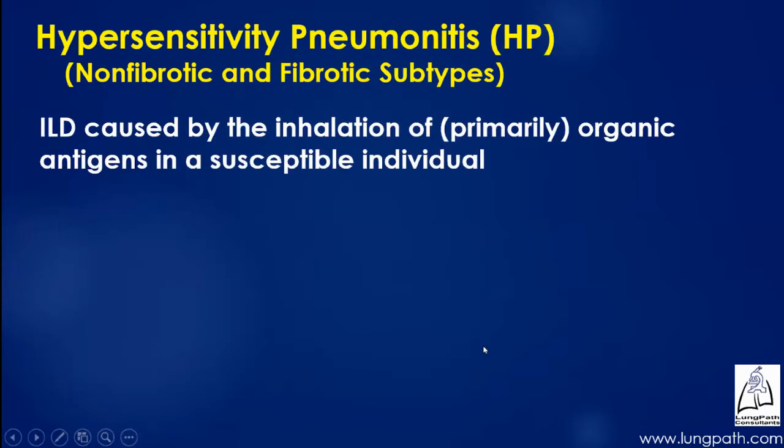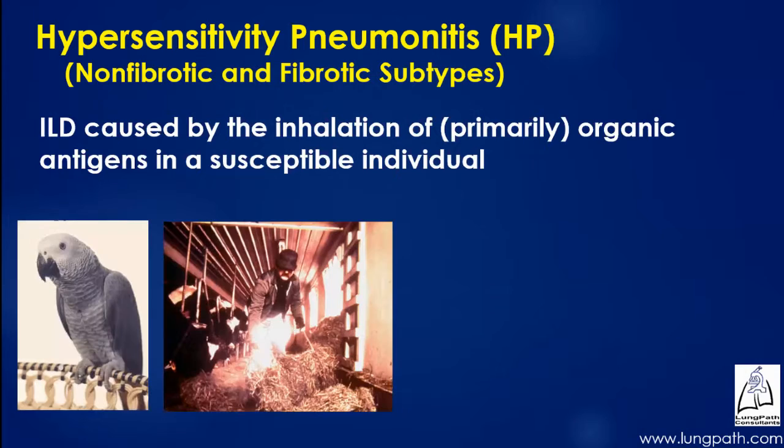First, let's talk about hypersensitivity pneumonitis. There's non-fibrotic and fibrotic subtypes recognized nowadays. This is interstitial lung disease caused by the inhalation primarily of organic antigens in a susceptible individual. Not everybody that's exposed to these antigens gets these diseases. You need to be susceptible. Some of the best known are bird fancier's lung and farmer's lung. It's the antigens in the bird feathers and the bird feces that people react to, and it's the organisms that grow in the hay that the farmers react to.